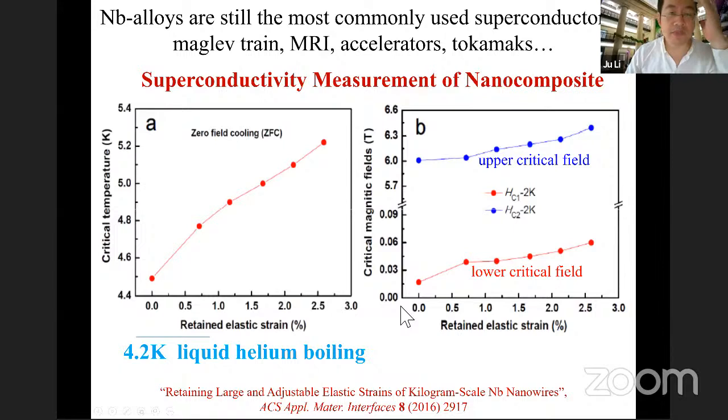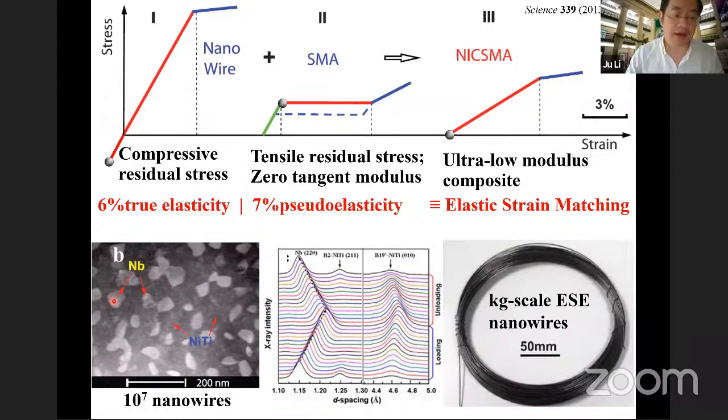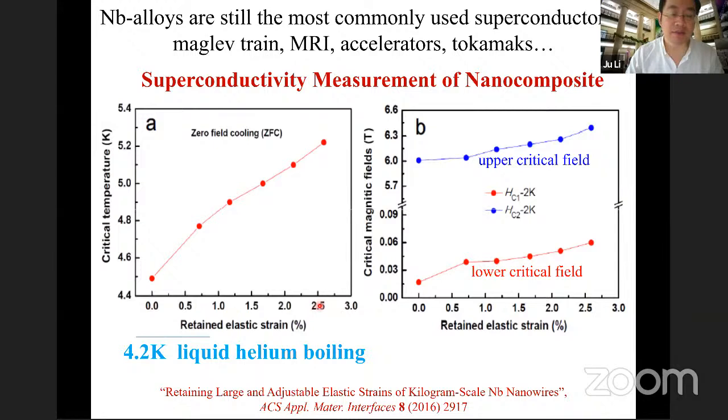And so the collaborators have recently shown that this can be used to change the superconductivity properties of niobium-based materials. By optimizing the process of the wire drawing, you can lock in different residual strain in the niobium nanowire. So all these are freestanding macro wires, but different processes of drawing the wires, and you can retain this kind of strain in the niobium wire.